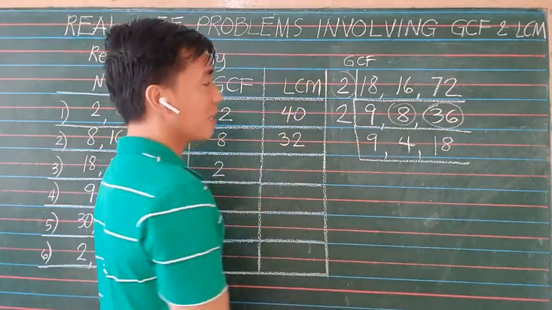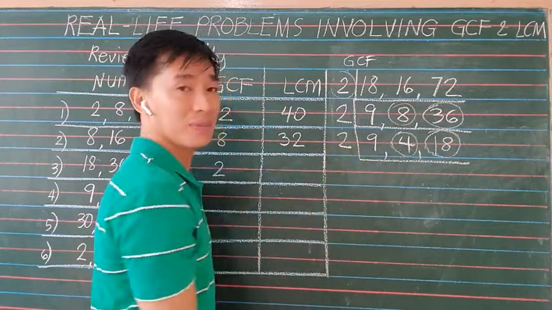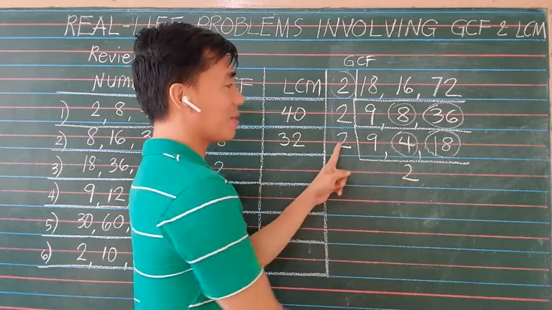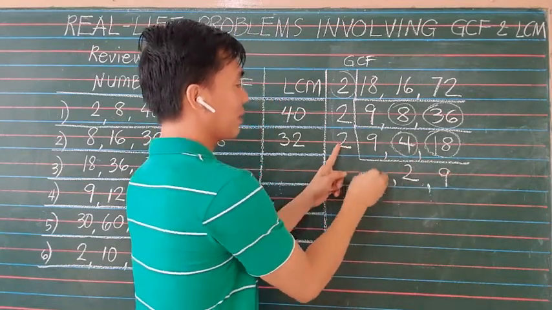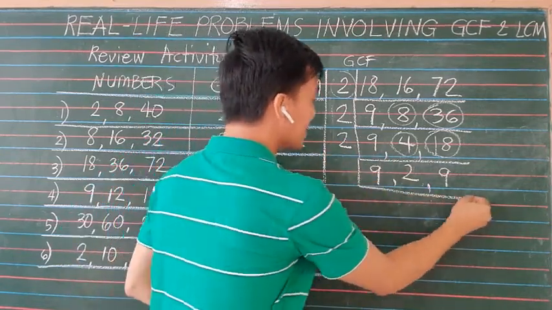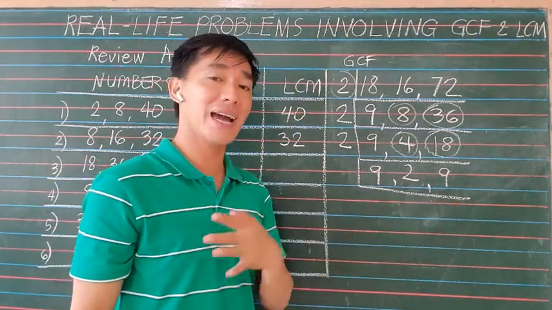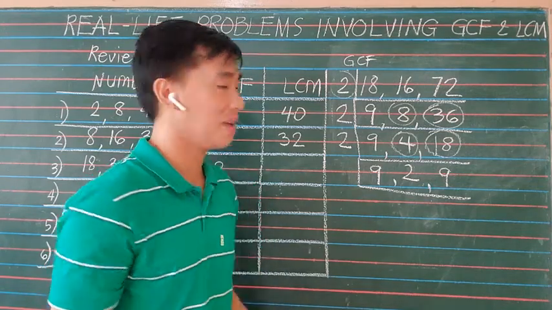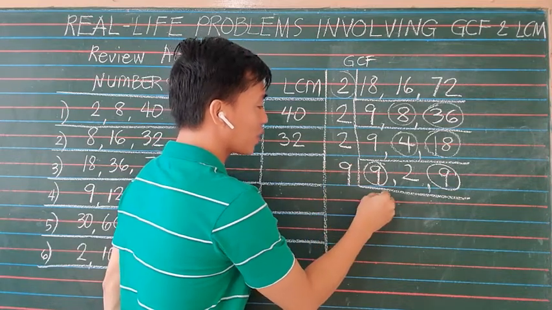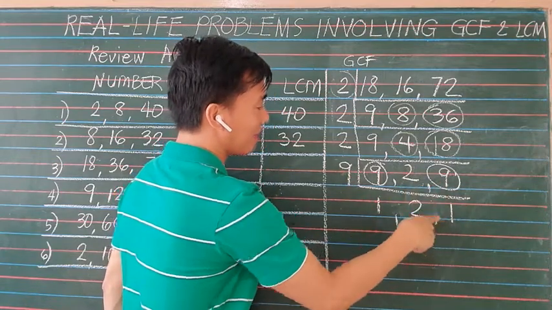If you notice, the 4 and 18 are still divisible by 2. Okay? So 4 divided by 2 is equal to 2, and 18 divided by 2 is equal to 9. You just bring down 9 because that's not divisible by 2. Now, in this case, the 9 and 9, obviously, are divisible by 9. But 9 is not a prime number. It's still okay. So all you have to do is just divide 9 and 9 here by 9, and the answer is 1. Copy 2 and bring down, 9 divided by 9 is 1.